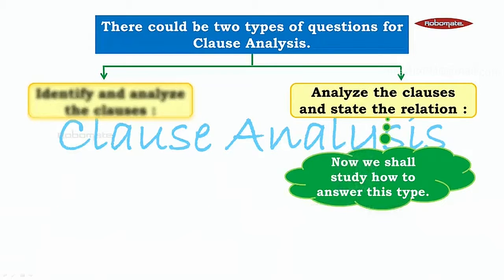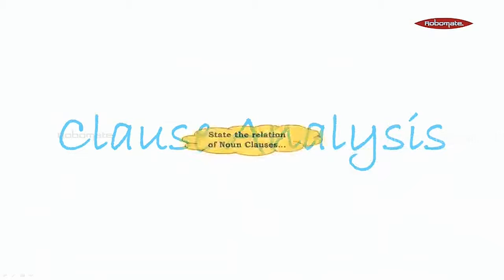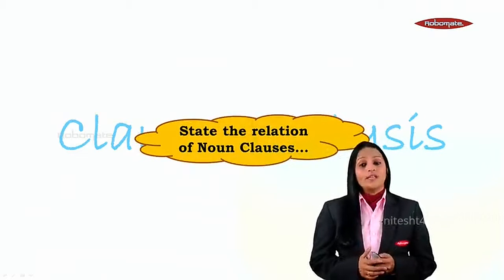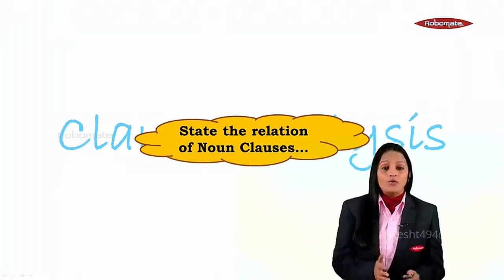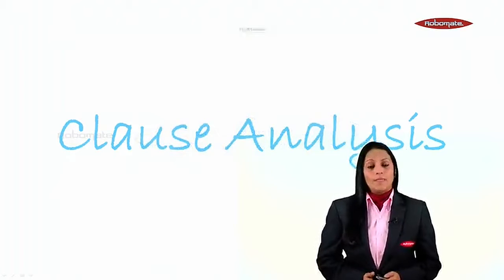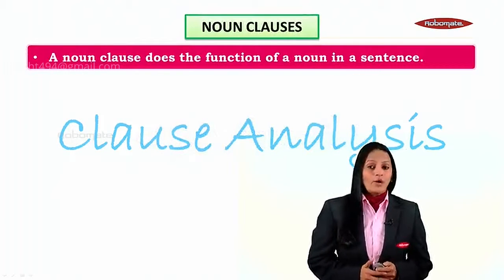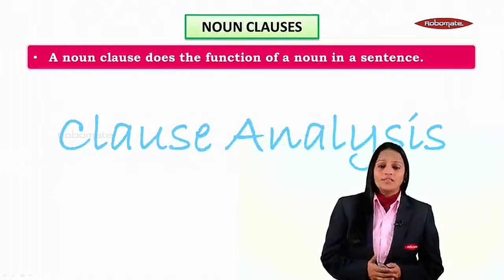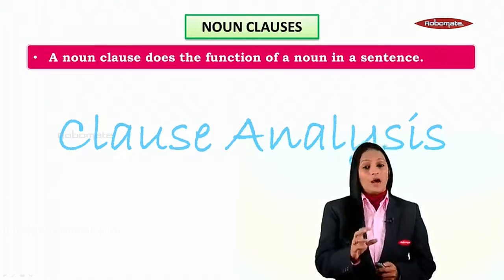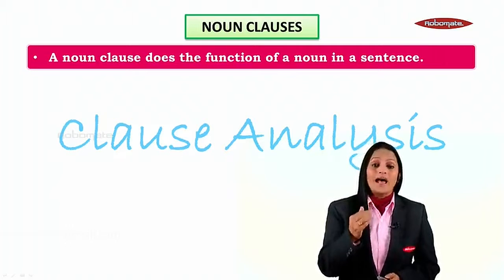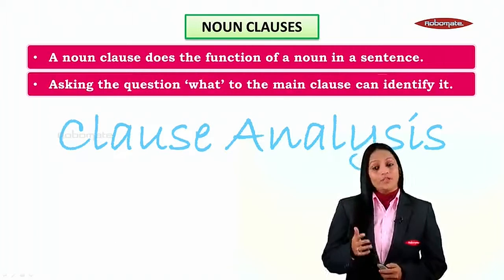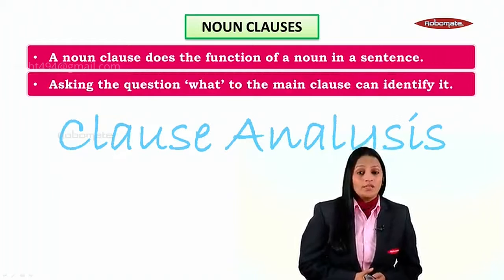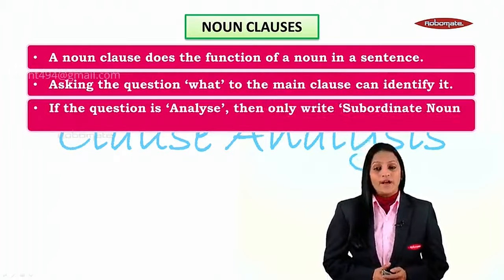So we are going to study this type now. Okay, so let's go ahead. We are going to study the relationship of a noun clause to its main clause. But before that, a little more about noun clauses. A noun clause does the function of a noun in a sentence, students, and we know that a noun always will answer the question what. So, asking the question what in the main clause can identify it.